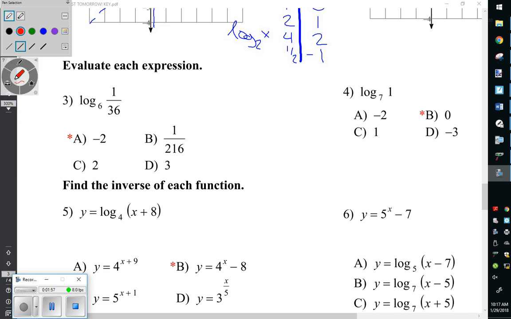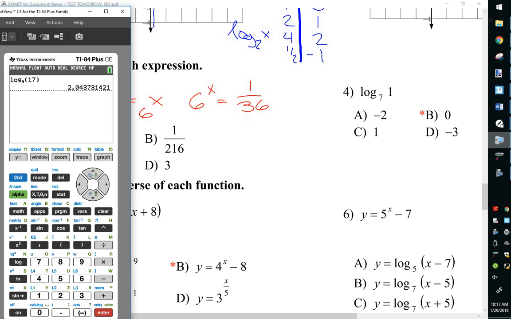Number 3, remember technically what we're doing here, if you want to put equals x, you could get rid of log base 6 by doing 6 to both powers, both sides. 6 and log base 6 would cancel, and then you're left with this problem. 6 to some power is going to get me a fraction. You know it's got to be negative in order to get you a fraction, and then 6 to what power gets you 36? That would be negative 2.